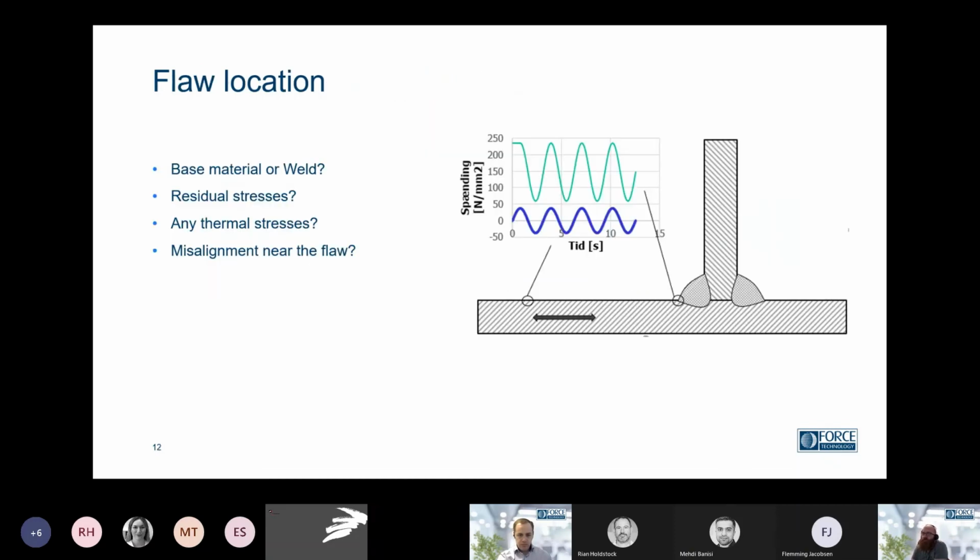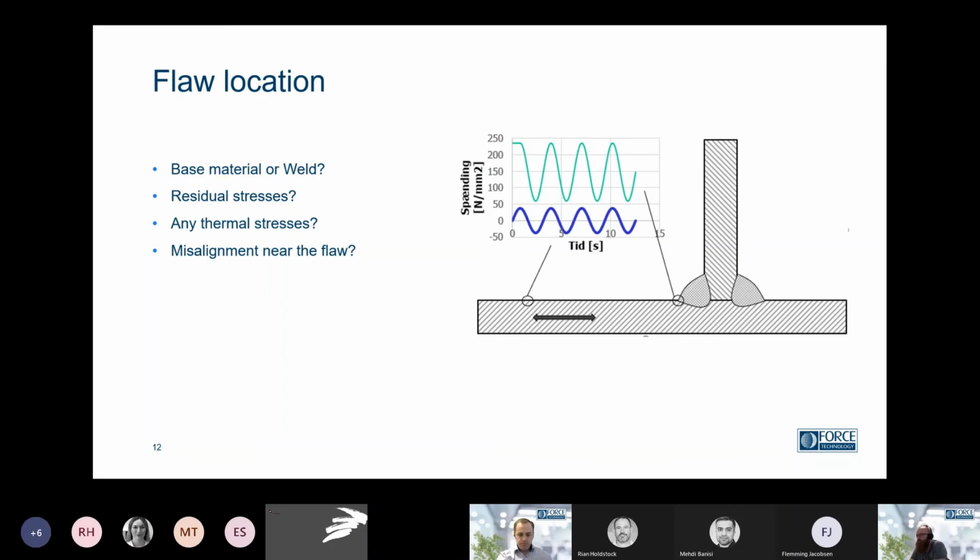The flaw location also has an effect on the size of the critical flaw, so we need to know if it's in the base material or near a weld. If it's near a weld toe, as I said earlier, we need to estimate the hotspot stress. But also the residual stress: even though the material is operating at, for example, plus minus 50 megapascals, due to residual stresses the material near the weld will actually only have positive stresses. So you have a positive R ratio.